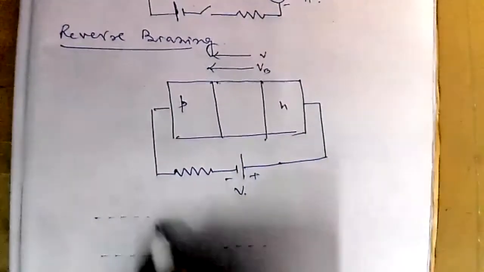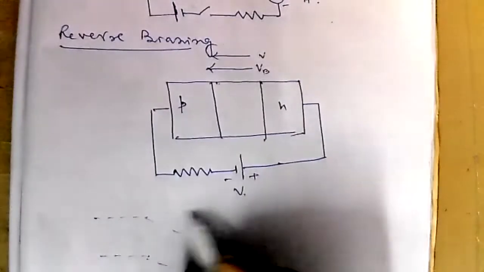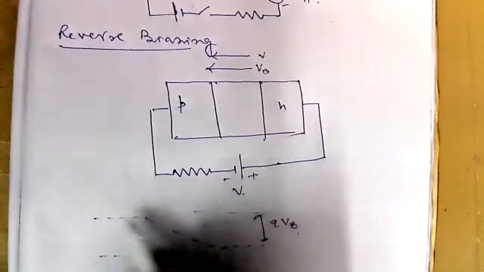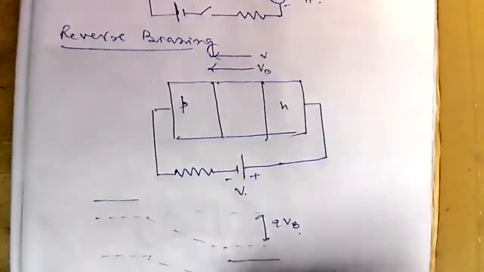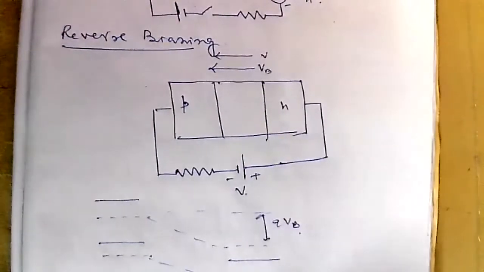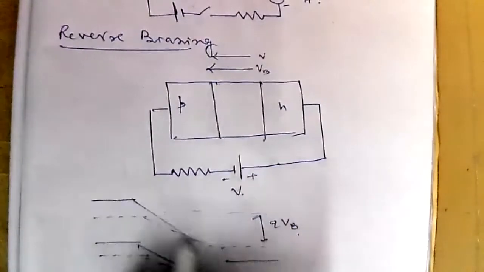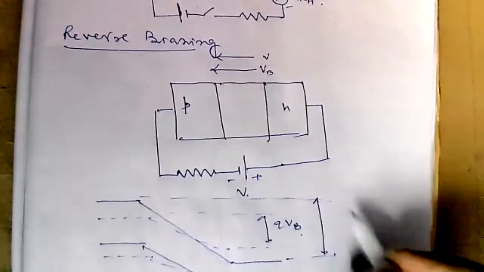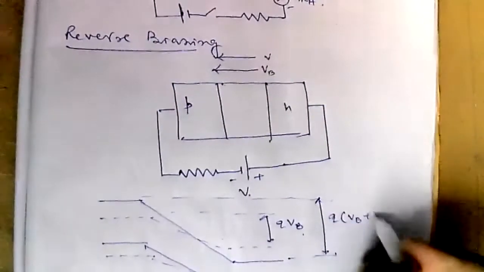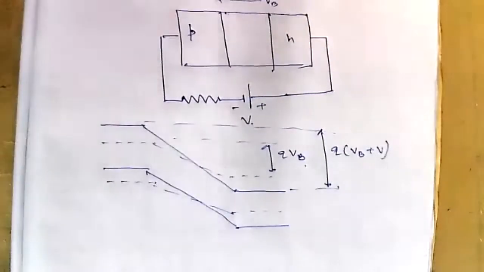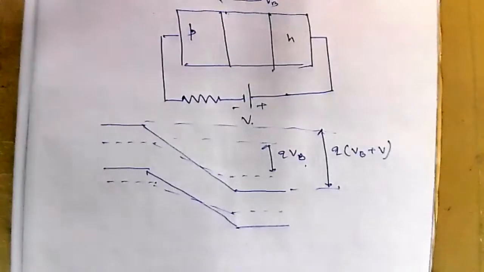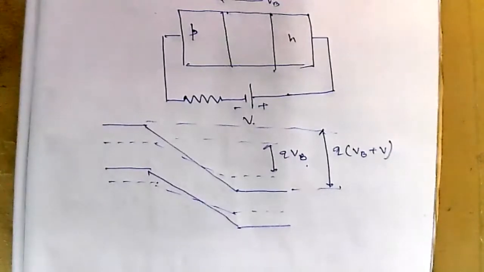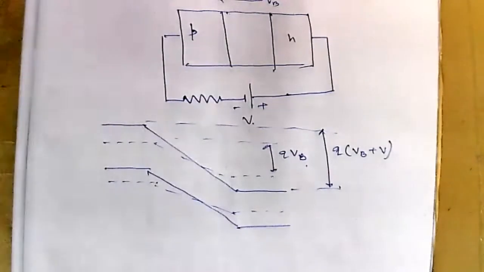It was the initial barrier height, say this is Q into VB. Now the height has been increased, and the new barrier height will be Q into (VB plus V). It is understandable? Yes, sir. So in case of reverse biasing, the width of the depletion region will increase also.